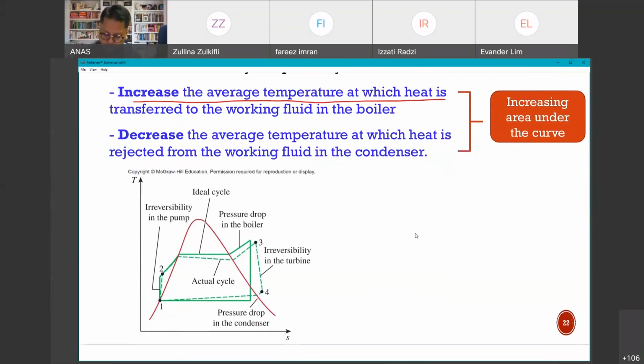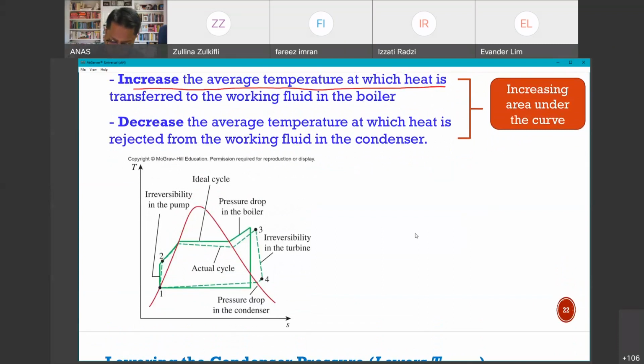Meaning that we want to increase the area under the boiler. Second, we decrease the average temperature at which heat is rejected from the condenser. So instead of here, we want our lines to be here. Again, remember, increasing the area under the curve basically reflects higher efficiency.